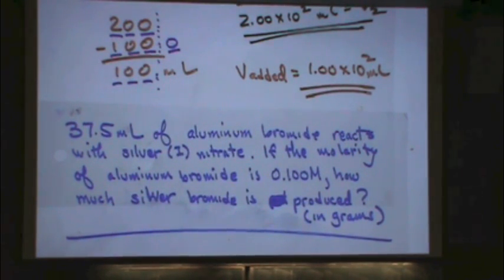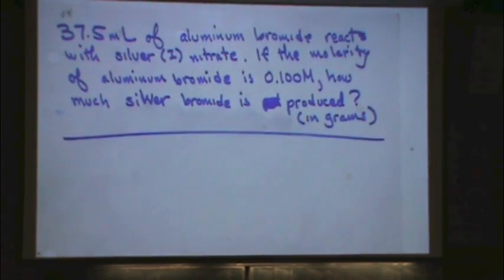Silver nitrate, or technically you could just write silver nitrate. But anyways, if the molarity of aluminum bromide is 0.1 molar, how much silver bromide is produced in grams? Okay, notice here we've got a bunch of compounds we're working with. It looks like they react. We're talking stoichiometry here. Multiple compounds, it looks like a reaction, so we're talking stoichiometry in this example.